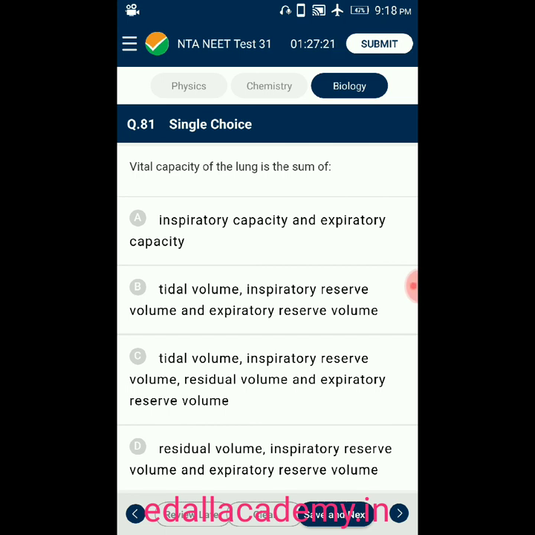Vital capacity is the maximum volume of air a person can breathe in after a forced expiration. This includes expiratory reserve volume, tidal volume, and inspiratory reserve volume. It can also be represented as the maximum volume of air a person can breathe out after a forced inspiration. So the answer for this question is option B, tidal volume, inspiratory reserve volume, and expiratory reserve volume.